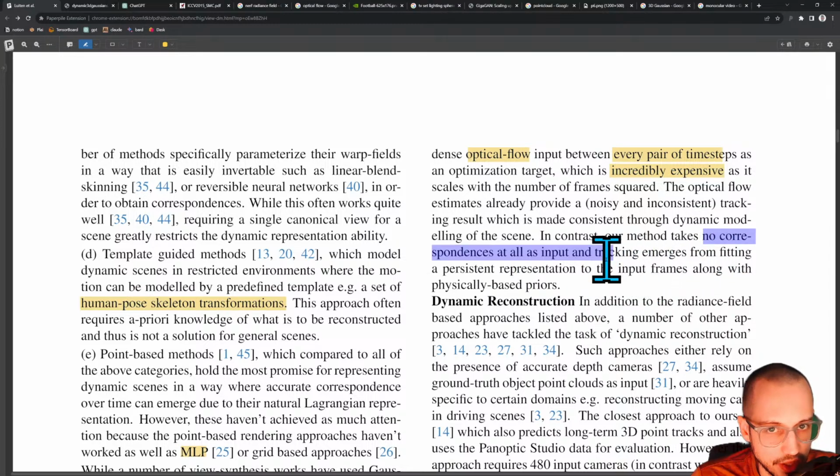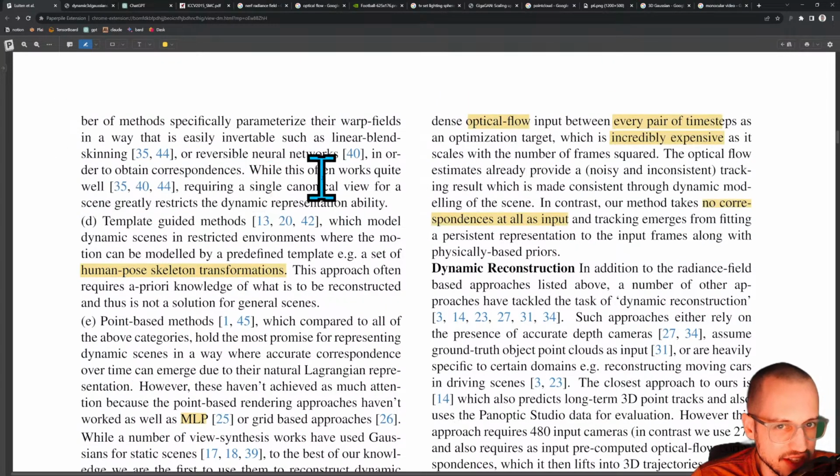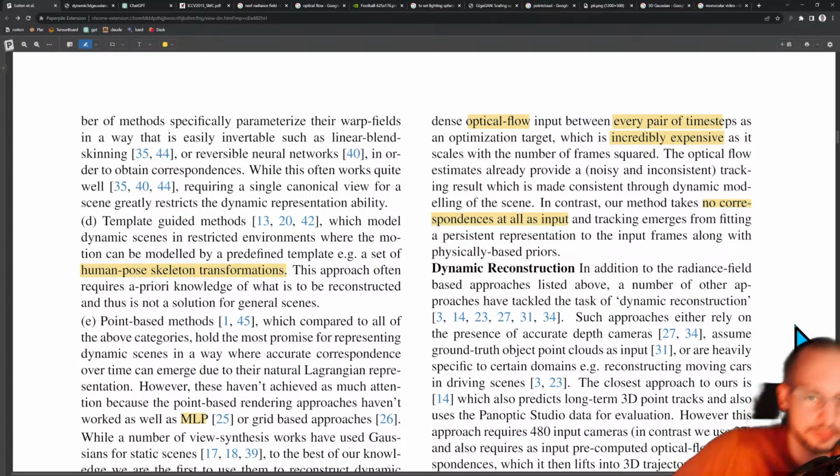So you don't need to have an explicit correspondence in the form of optical flow or a human pose skeleton or any of that. It's kind of implicit in the optimization process, and the fact that you have these multiple cameras, the correspondence information is still there. You just don't need to explicitly build it and then feed it in.